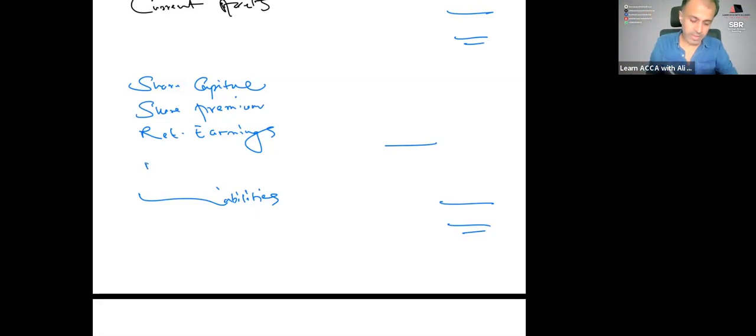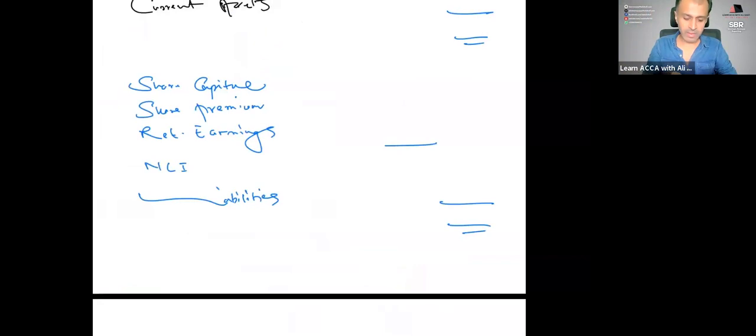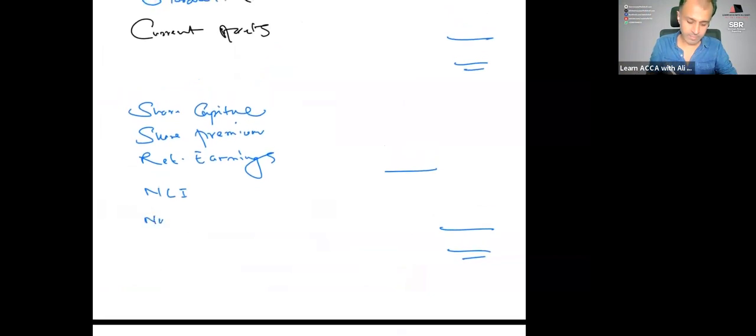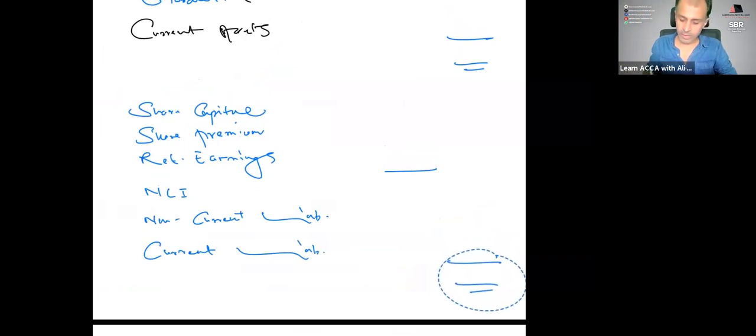The NCI definitely has to fit in. Even the liabilities will now need to be categorized into current and non-current liabilities. There you go, a little bit of modification and we are all set. This will be a working.